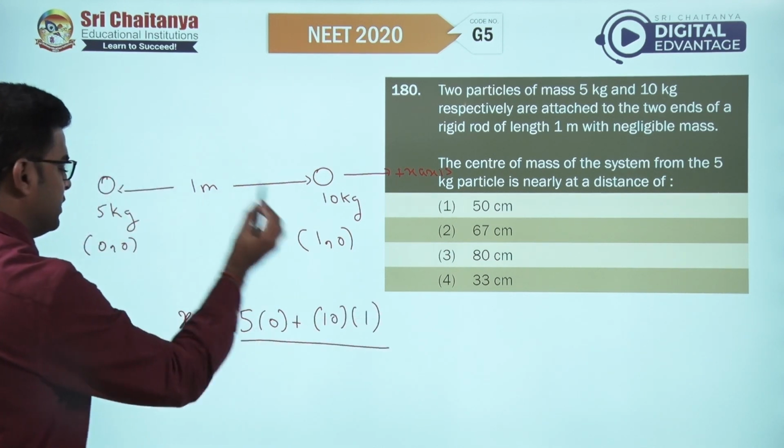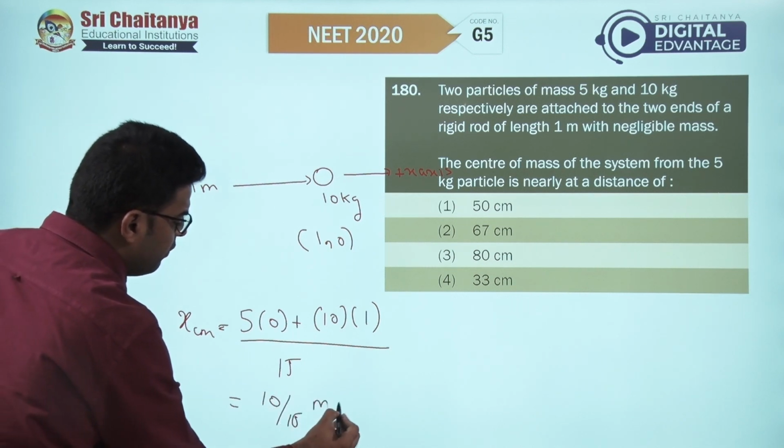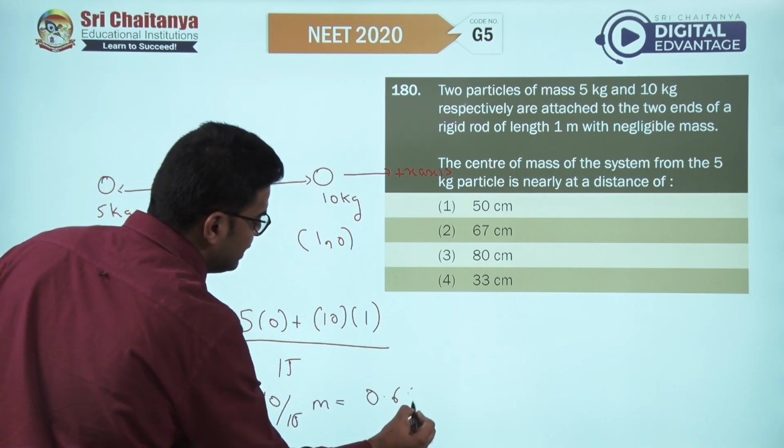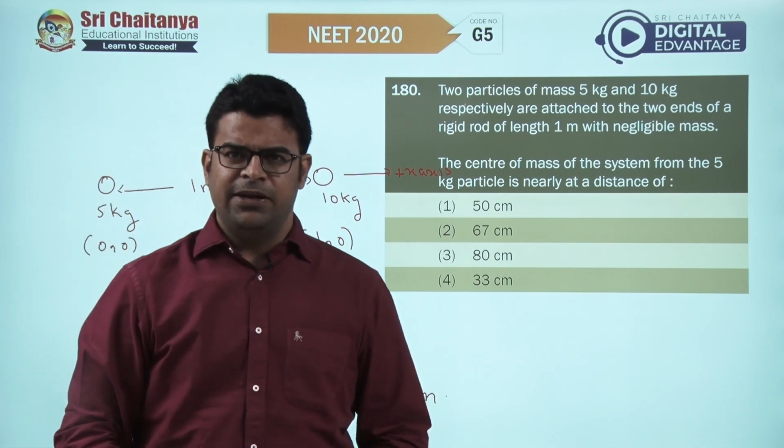upon m1 plus m2, that is 15. So, the answer comes out to be simply 10 by 15 meter, which is nothing but 0.66 meter. Here they have given as 0.67 centimeter.